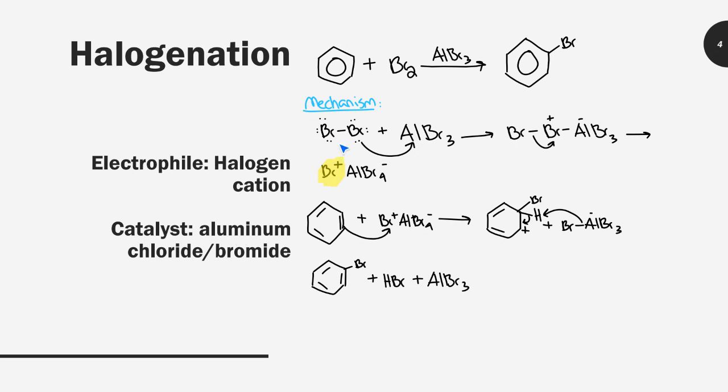So you have your halogen molecule. These both have 3 lone pairs of electrons. One of those lone pairs will go to the aluminum to form a bromine-aluminum bond here. So you have a negative charge here and a positive charge here, which will cause this bromine-bromine bond to break. These bonding electrons will go to this bromine, and that will break off. So we end up with a bromine cation and then this anion. This right here is your electrophile.